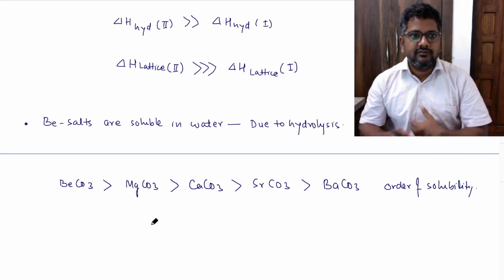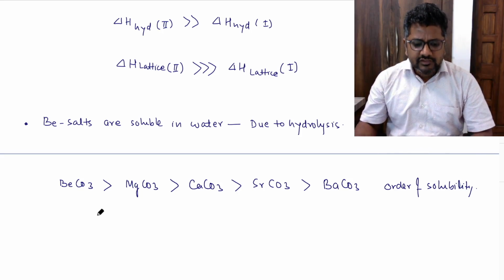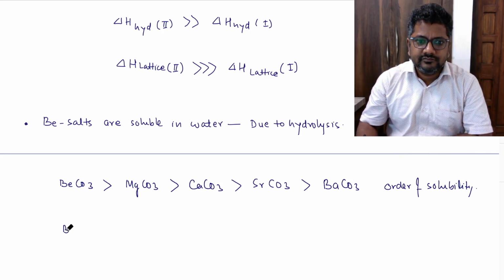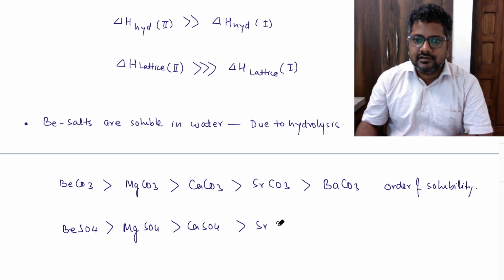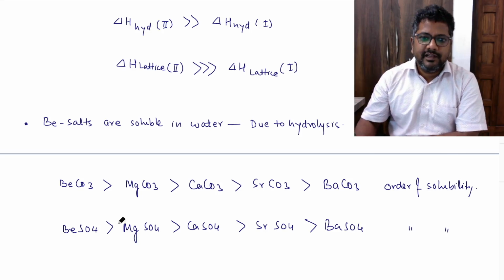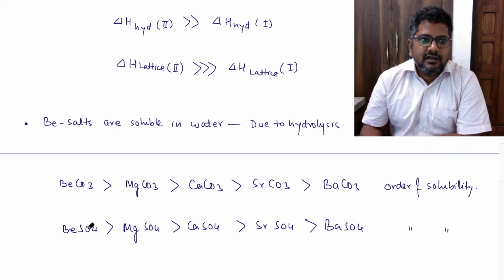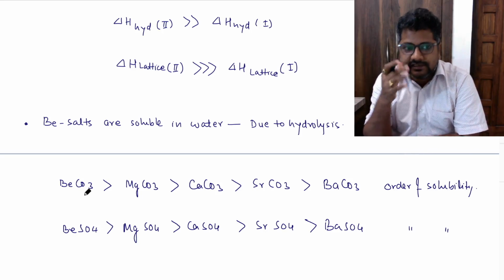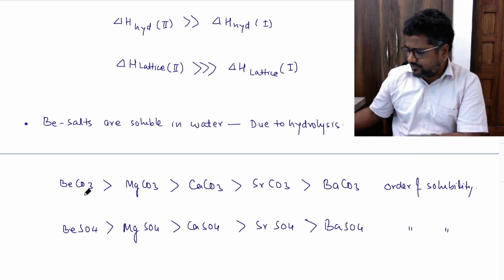Similarly, if you take sulfates, in the case of sulfate also: beryllium sulfate, magnesium sulfate, calcium sulfate, strontium sulfate, and barium sulfate. This is the order of solubility. So beryllium compounds are usually soluble in water, and they are poisonous as well. Beryllium compounds are usually poisonous, right?